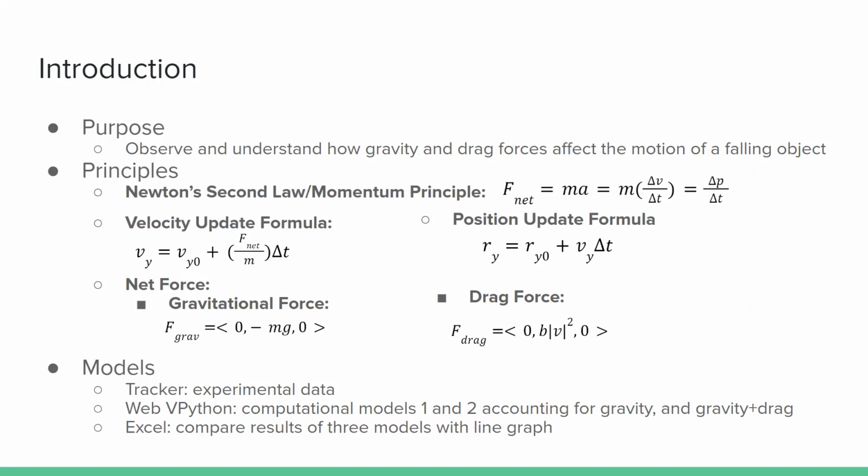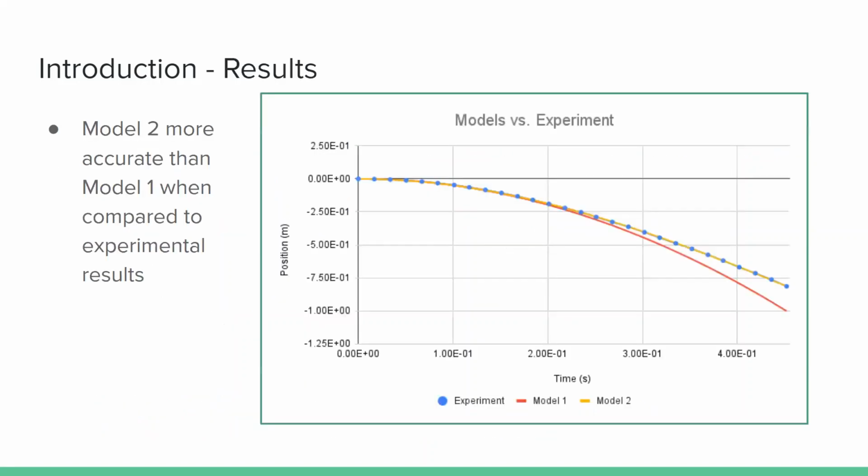For this lab, I used Tracker software to analyze the experimental data obtained through the video I recorded, Python to create two computational predictive models of the falling motion based on gravity alone and gravity plus drag, and Excel was also utilized in order to compare the results of the data from all three models through the following line graph. The comparison of my observed and predicted data showed that Model 2, which accounts for both gravity and drag forces, is much more accurate than Model 1, which was gravity alone, when compared to the experimental results.